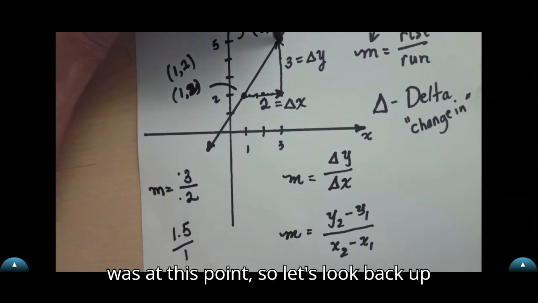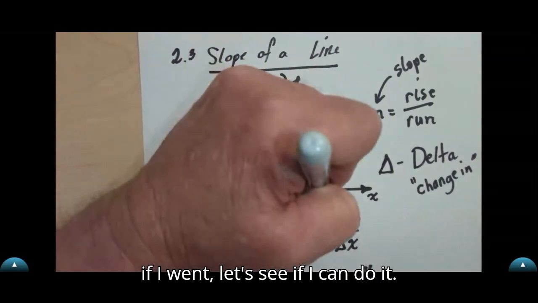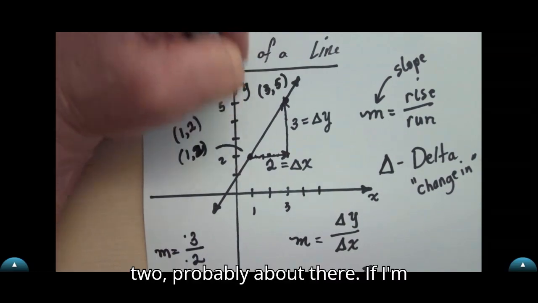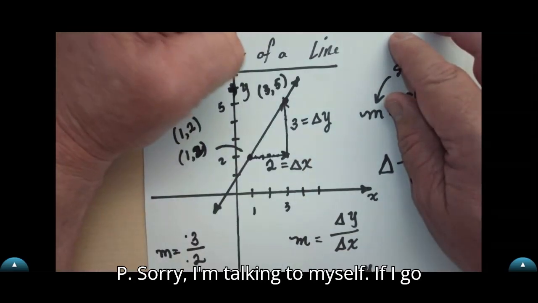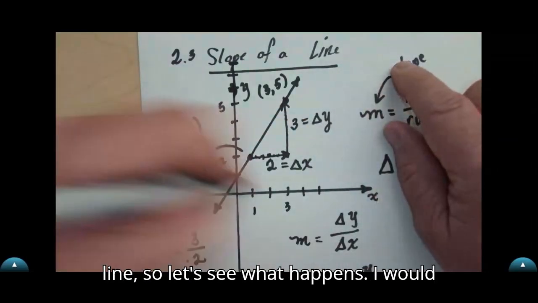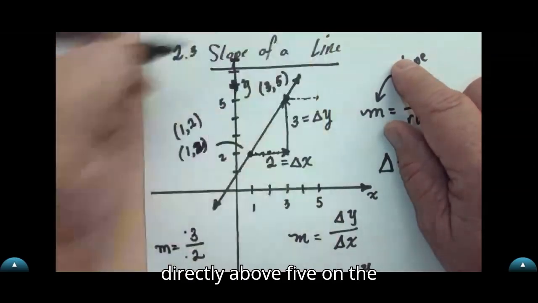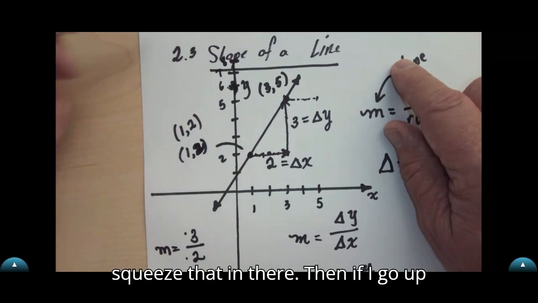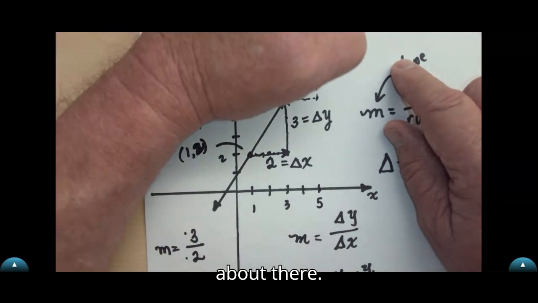For example, if I was at this point, let's look back up at the graph. If I was here, probably about 1, 2, probably about there. I need to go up one more, probably right there under the P. Sorry, I'm talking to myself. If I go 2 units to the right and up 3 units, I should hit another point on this line. So let's see what happens. I would go 2 units to the right. I'd be directly above 5 on the x-axis, and then 6, 7. Then if I go up 3 units, that would put me right about there.